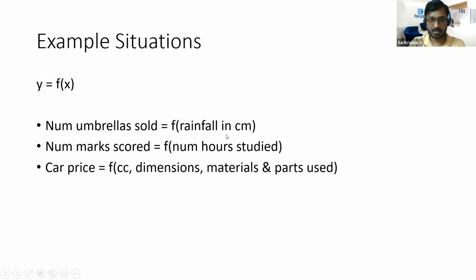I'll give you some examples. Okay. So what do I mean when I say y is equal to f of x? So for example, y is the target variable and x is the predictor variable or the independent variable. Okay. Now y could be something like the number of umbrellas sold. Okay. And this number of umbrellas sold can be a function of the rainfall that occurs in centimeters. Okay. Similarly, the number of marks scored by a student could be a function of the number of hours studied.